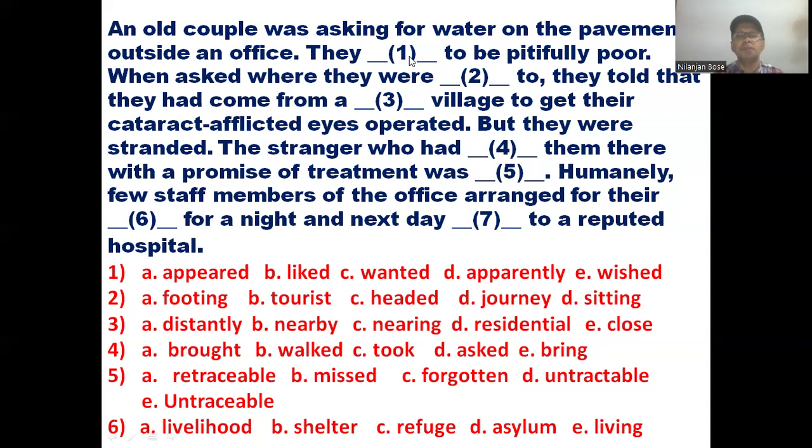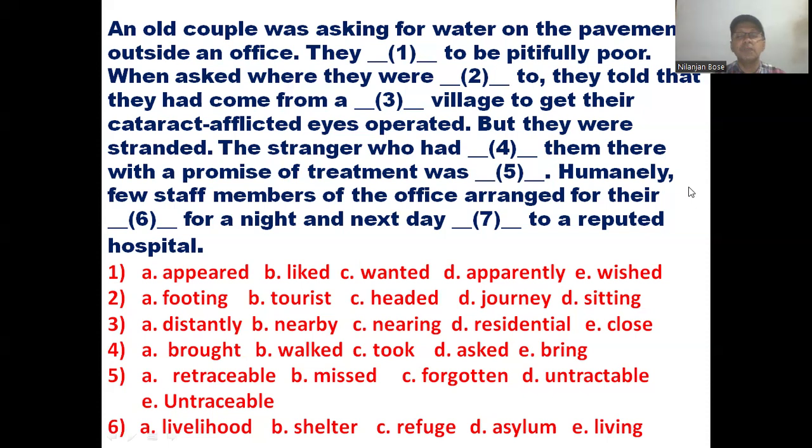Humanly, few staff members of the office arrange for their dash. अब कुछ स्टाफ मेंबर होंगे जो उन लोगों के लिए क्या अरेंज किए हैं? उन लोगों के लिए अरेंज किए हैं shelter for a night and next day dash to a reputed hospital, और next day जाके उन लोगों को एक reputed hospital में भर्ती कराया गया, right? And next day admitted to a reputed hospital. लास्ट ऑप्शन में आपका लास्ट ब्लैंक में admitted होना चाहिए.